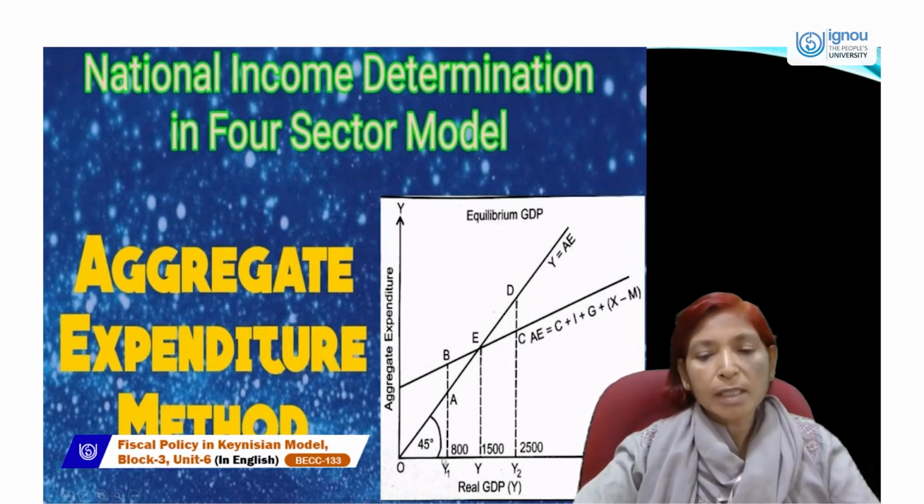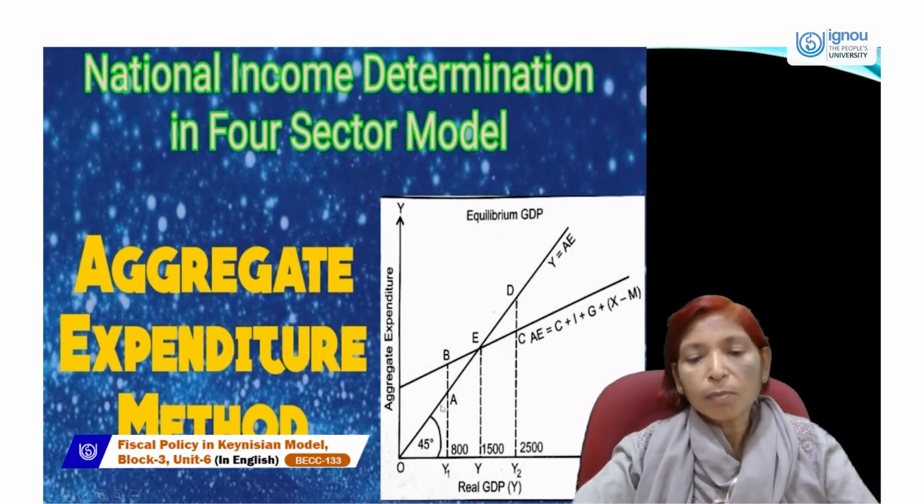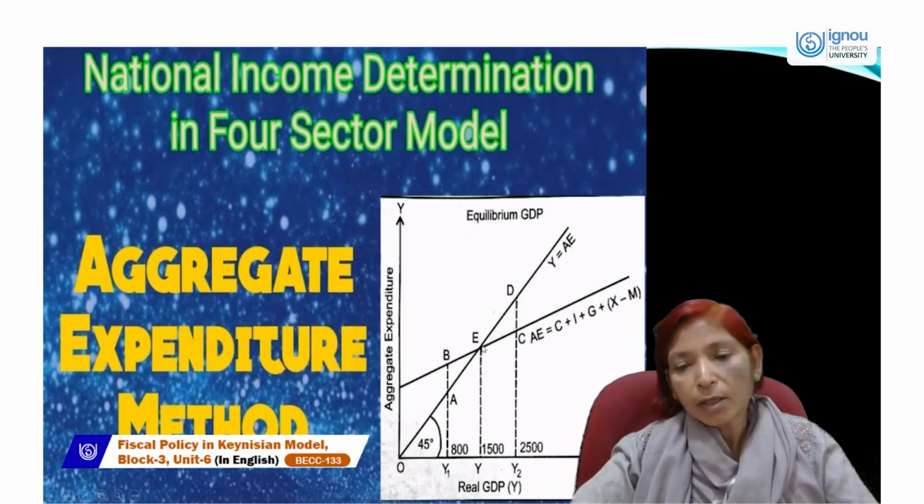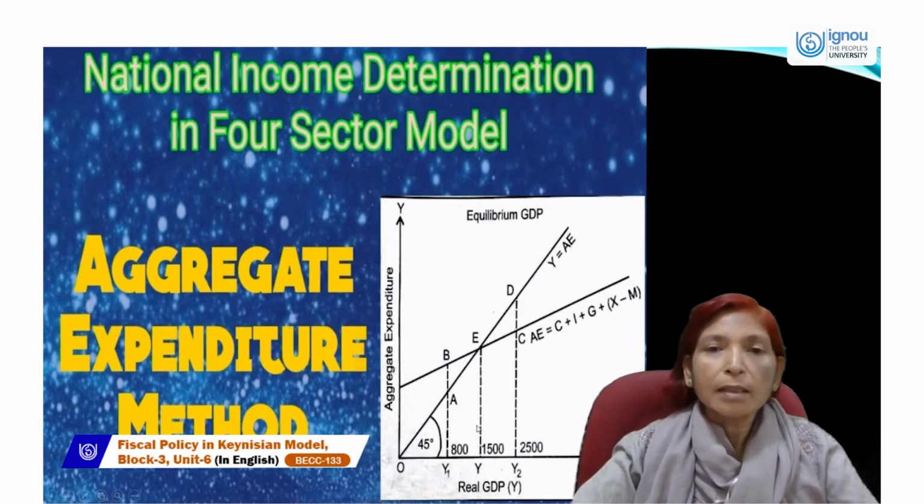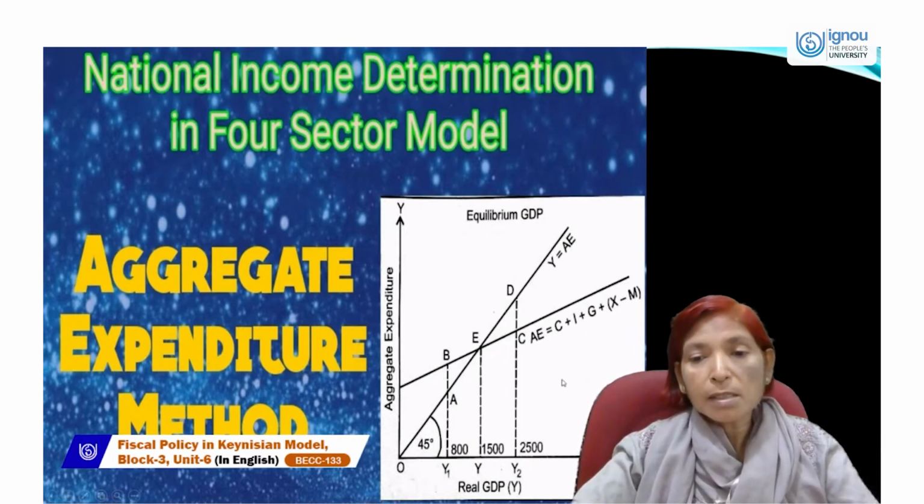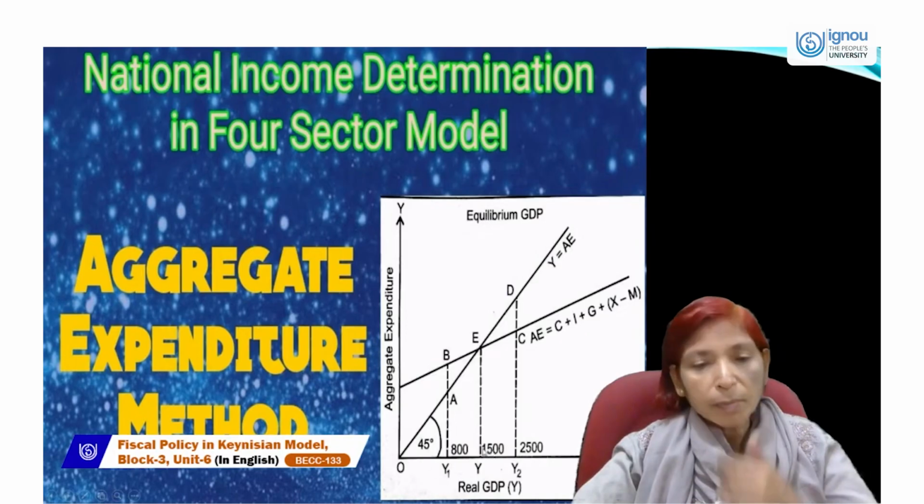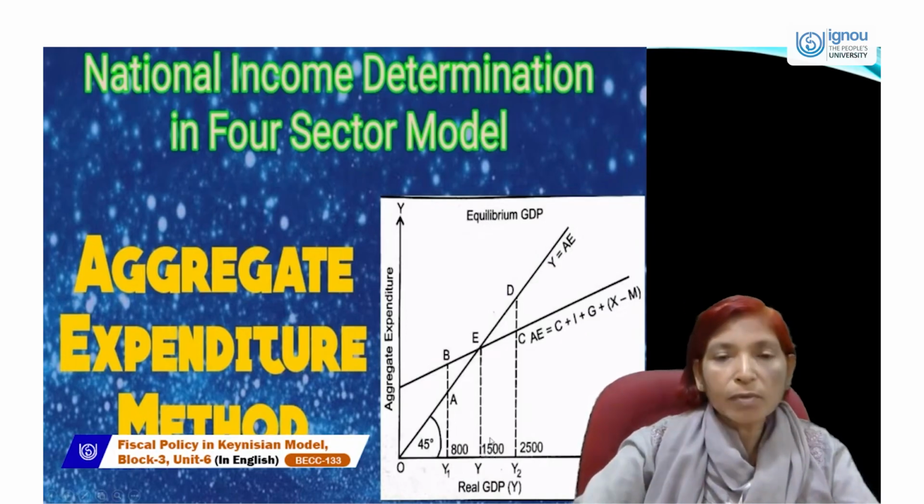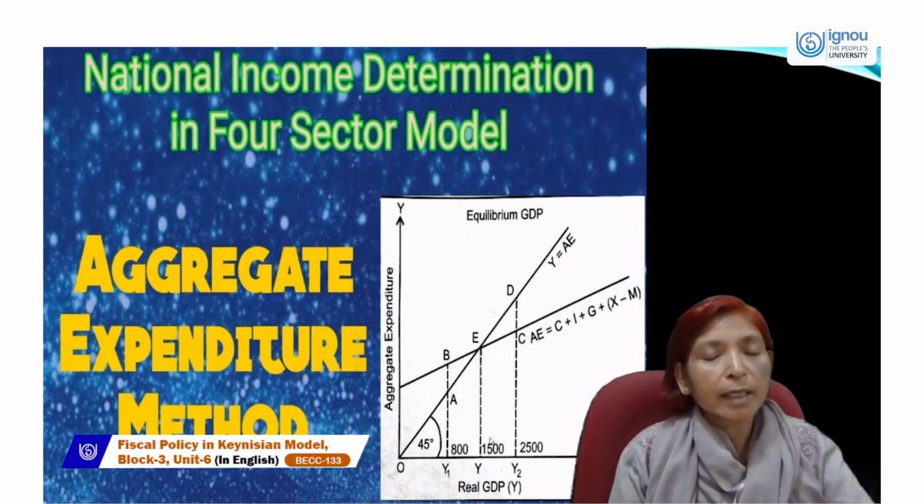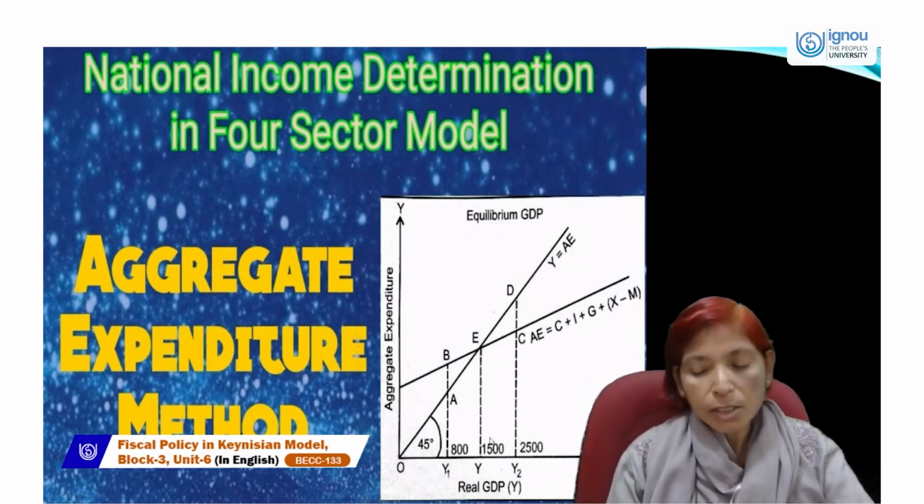So if the income level is 800, meaning demand is more but supply is less, then we will move toward point E, and then the income level will be 1500. And if supply is more than demand, at an income level of 2500, again we will move to point E, and the 1500 income level will be determined. So national income is always determined where the aggregate demand and aggregate supply curves intersect each other.